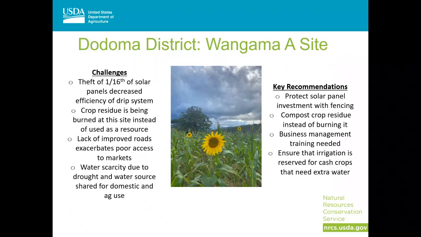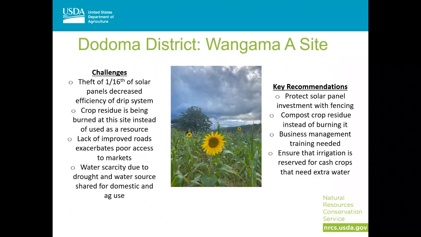Key recommendations at this site are to protect solar panel investment with fencing, which also provides more of a challenge. It's really hard for farmers to have the capital to even invest in a system like this. And then when you're adding on extra costs, like, okay, now you need a fence so it doesn't get stolen. It just makes everything extra hard. They don't have access to credit. But that's one recommendation that Drew had.